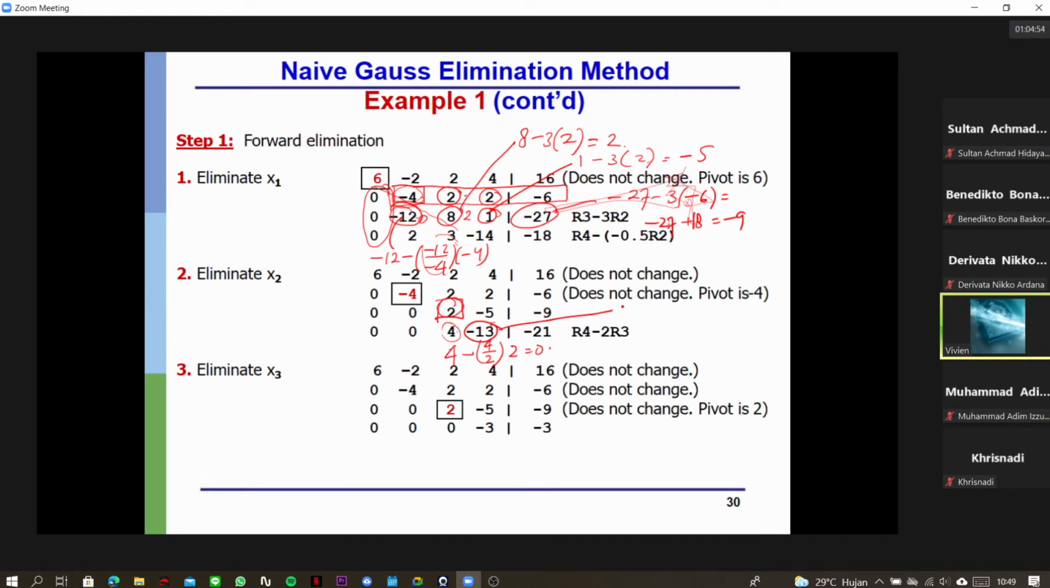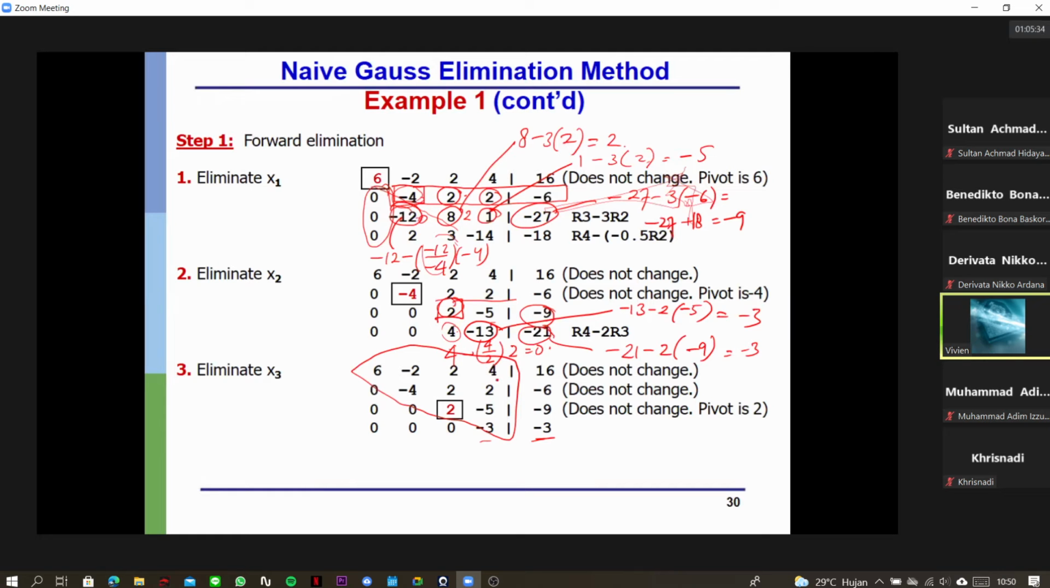Next, this one as well. That will be minus 13 minus 2 times, now subtracted with the third row, minus 5. So we have plus 10, so that will be minus 3. So we see the result here is minus 3. Last, right-hand side, minus 21 minus 2 times the value minus 9. So that will be plus 18, so that will be minus 3. So here is the result. This means that we finish obtaining the upper triangular. That will be the last of the forward elimination step.